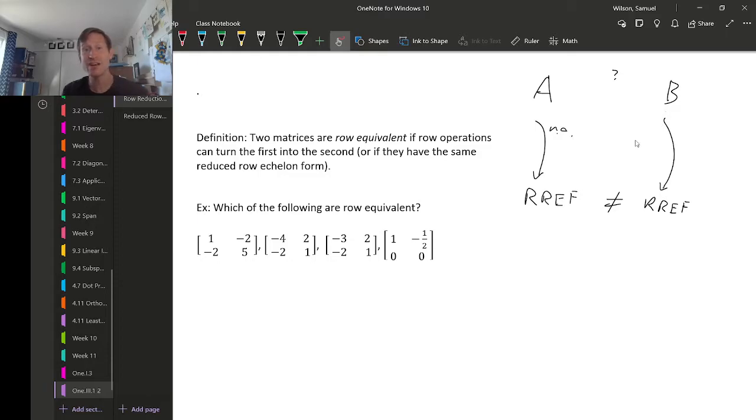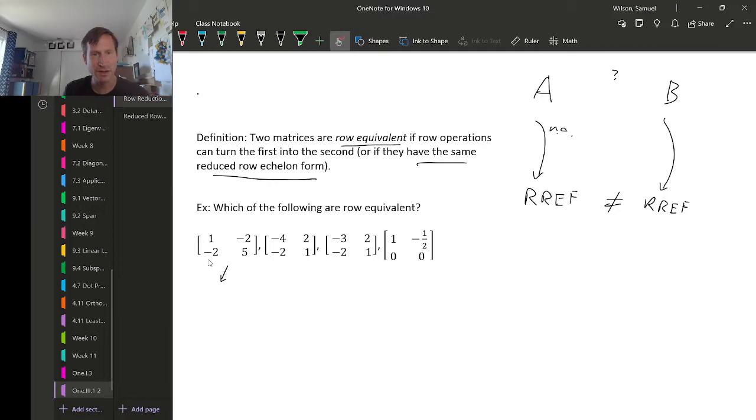So what we're seeing here is that being row equivalent is actually the same thing as having the same reduced row echelon form. And that's a much easier thing to check, right? Rather than checking all of these different combinations of are these two row equivalent, are those two row equivalent, we can just reduce each of these to their reduced row echelon form, and the matrices that are row equivalent will have the same reduced row echelon forms. So let's quickly do that.